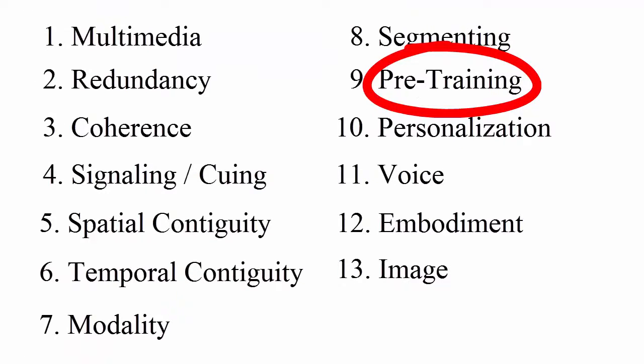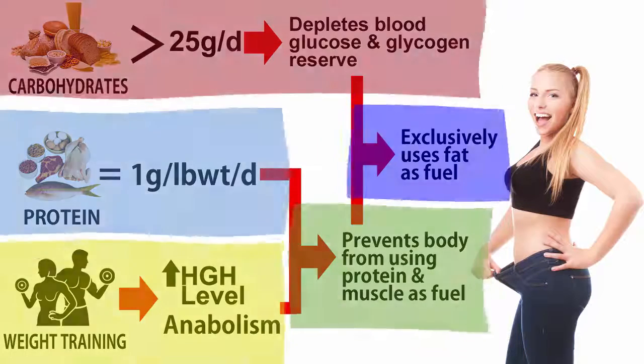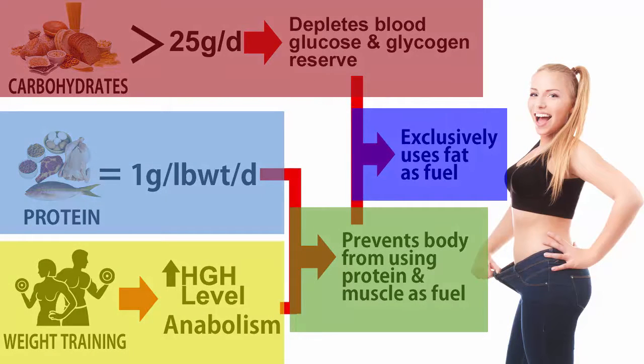Pre-training principle. According to the segmenting principle, if you need to understand something with high element interactivity, segmenting it into smaller parts and studying one part at a time is a way to go. A question still remains, which part should you study first?